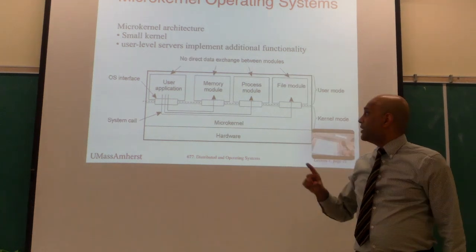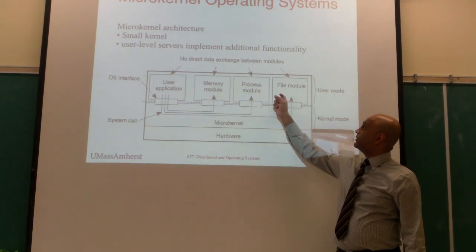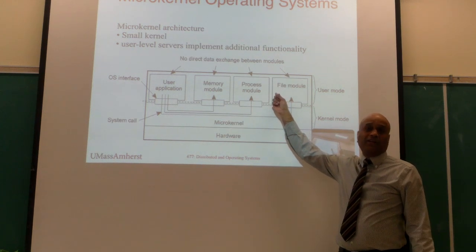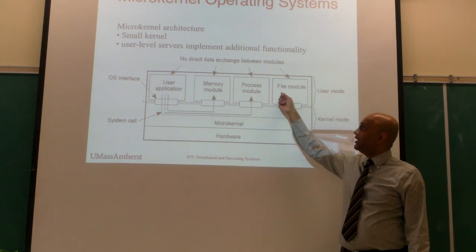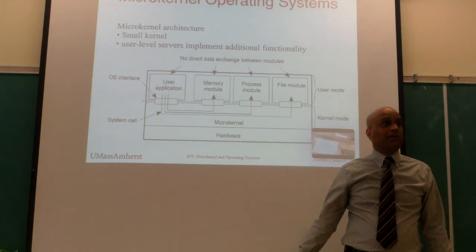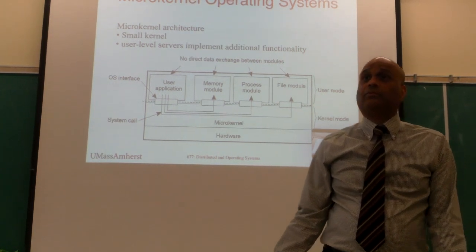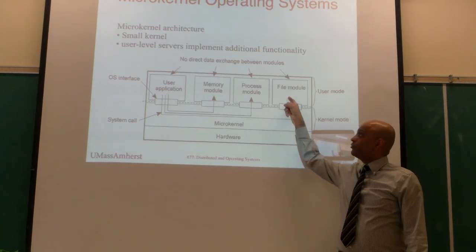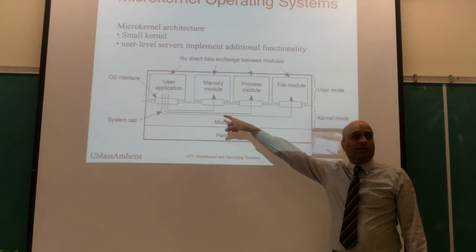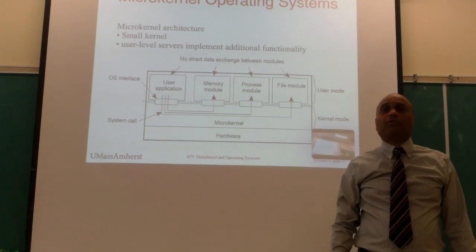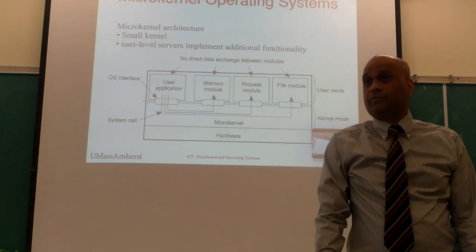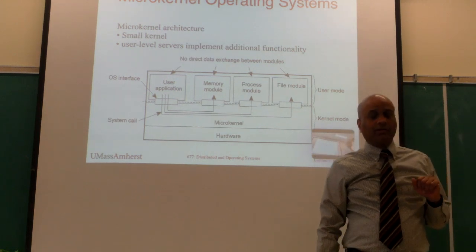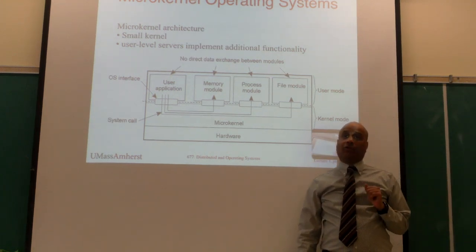Here, if you have a bug in your file system, maybe that process crashes. Your files may become unavailable until you restart it, but the rest of the OS can continue to function. Because you cannot exploit a bug in the file system to take over the memory manager and then start looking at the memory contents of processes and stealing it. So this is essentially an advantage of a microkernel architecture.